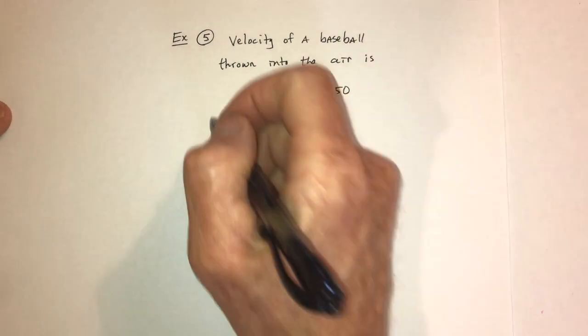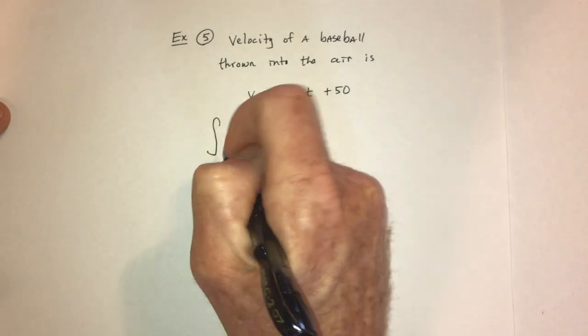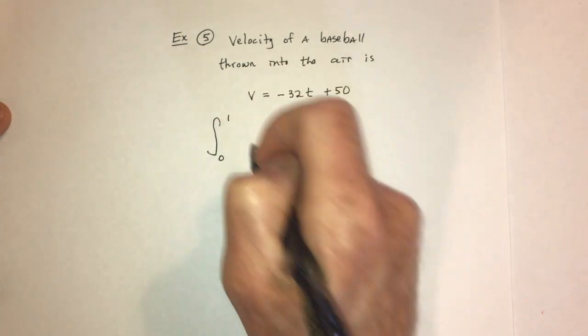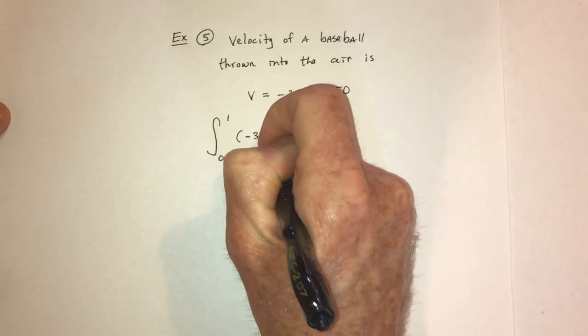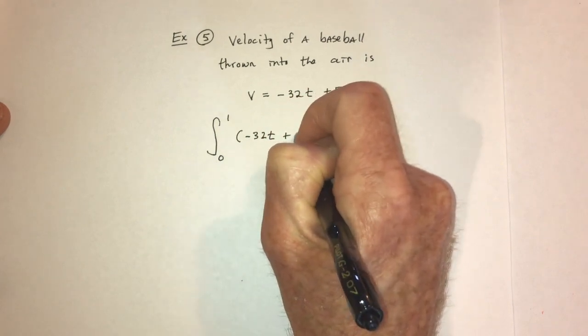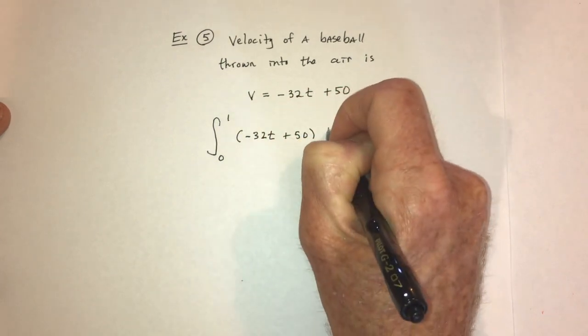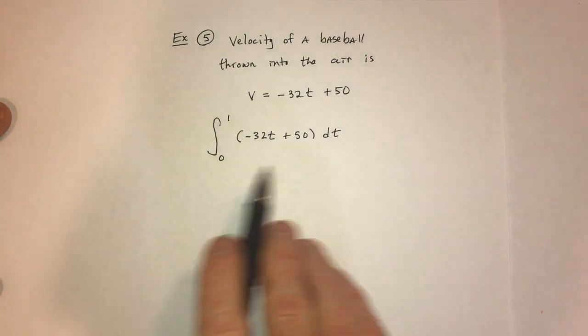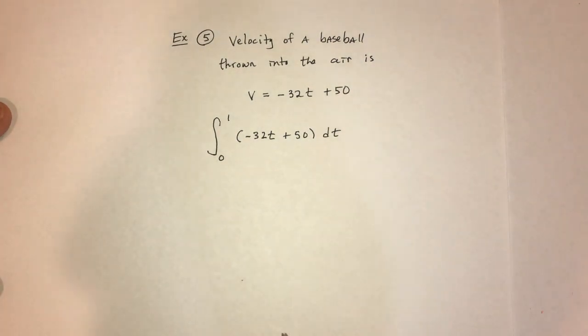So then, what if you integrate that from 0 to 1? First of all, what's the answer? Second of all, what does it mean for the baseball? Is this going to tell us how much the baseball cost? I don't think so. Well, let's see.